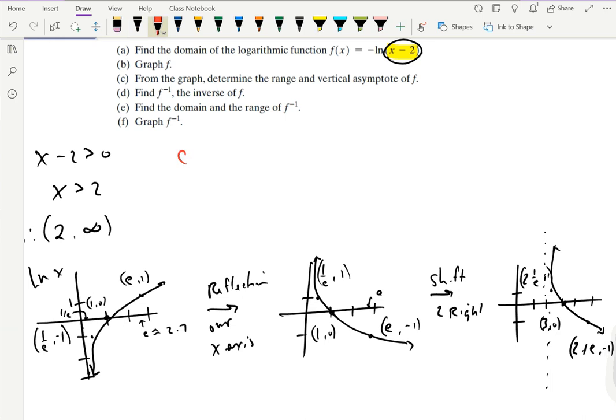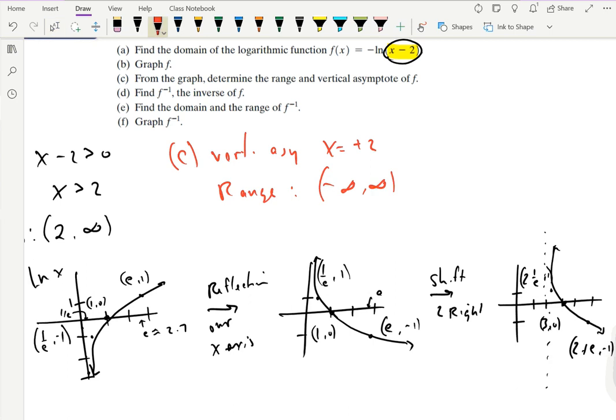Letter C, I'll put this up here. From the graph, determine the range and the vertical asymptote of f. Well, we already did the vertical asymptote. The vertical asymptote I shifted over to the right too, so my vertical asymptote is x equals 2. The range, just like the range of any logarithmic function, is going to be all real numbers.